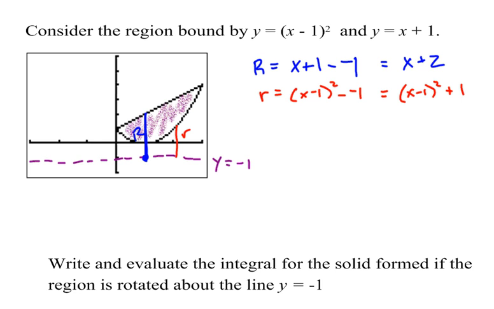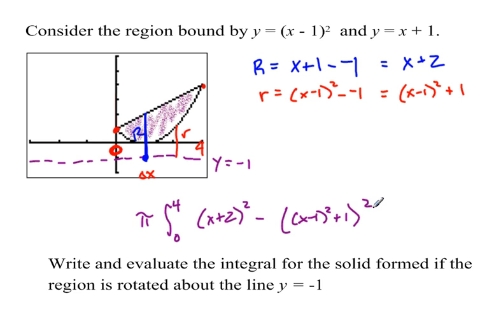So now we're ready to write our integral. We should have noticed that these have a thickness of delta x, which means I'm going to be taking them from the leftmost point, x of 0, all the way over here, and this one is at 4. And in this case, I was able to read it right off the graph. And so I've got pi, the integral from 0 to 4. My big radius is x plus 2 squared minus my small radius, which is (x minus 1) squared plus 1, all of that squared, put parentheses around all of that, dx.